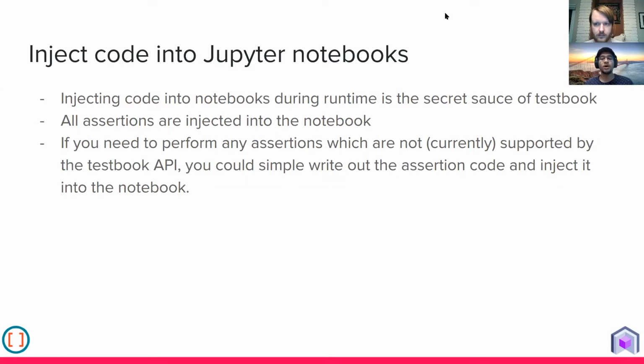Also, if you need to perform any assertions which are not currently supported by the testbook API, you could just write the code for that assertion in a string, and then you can inject that into the notebook and get the results. So you have that control in case the reference objects don't work for you. Next.